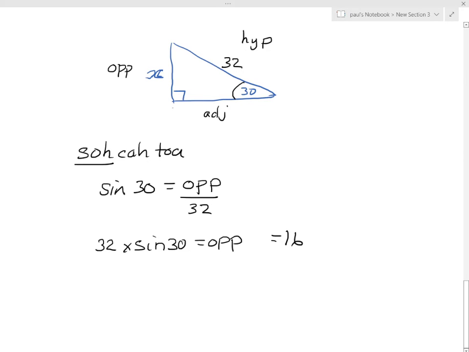So that's finding all the 3 different sorts of sides and things. You can have any combination where you could find the opposite but you're given the adjacent, or find the adjacent where you're given the opposite, or vice versa. There's lots of different combinations there. So let's do finding an angle.